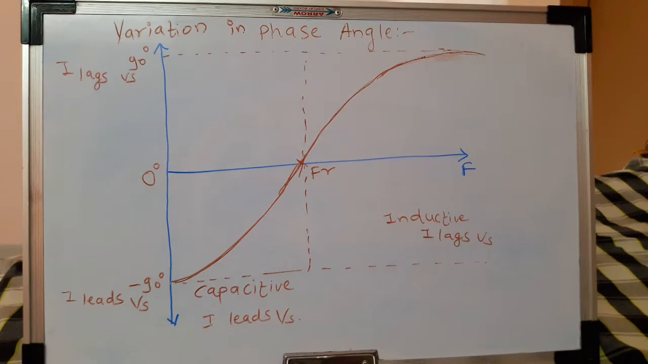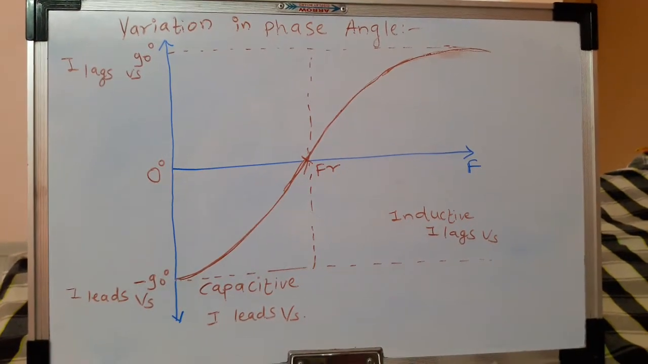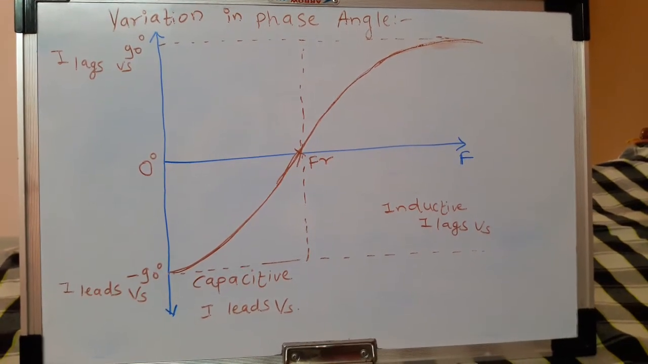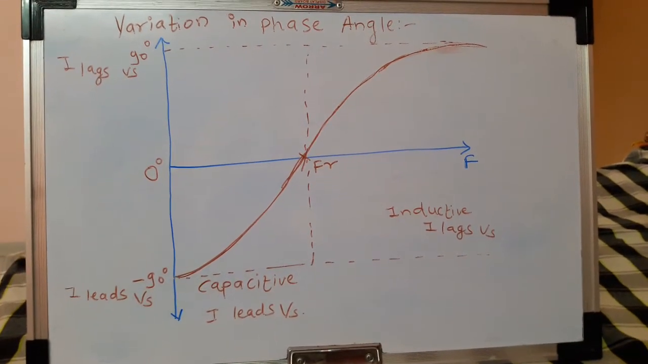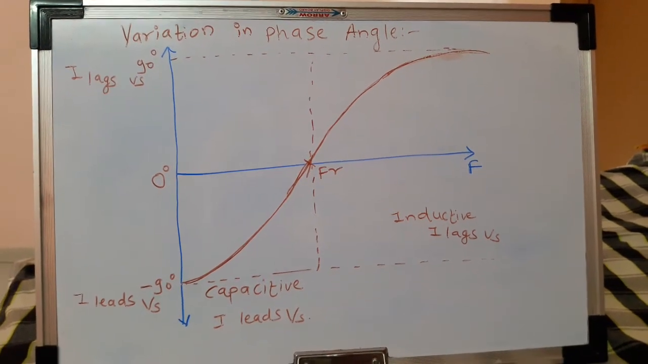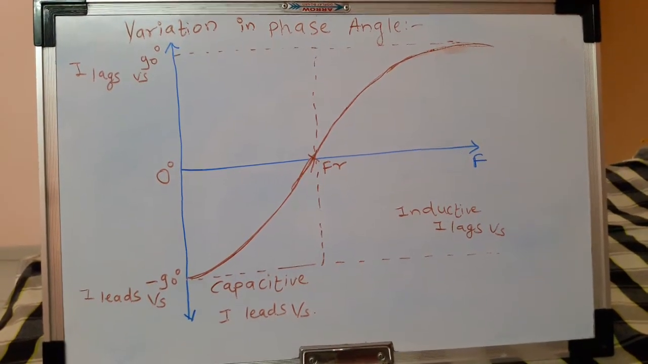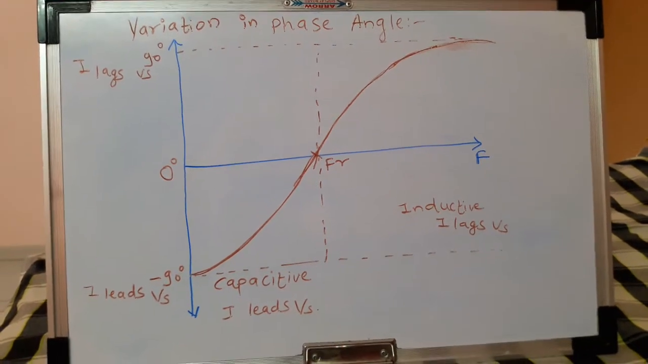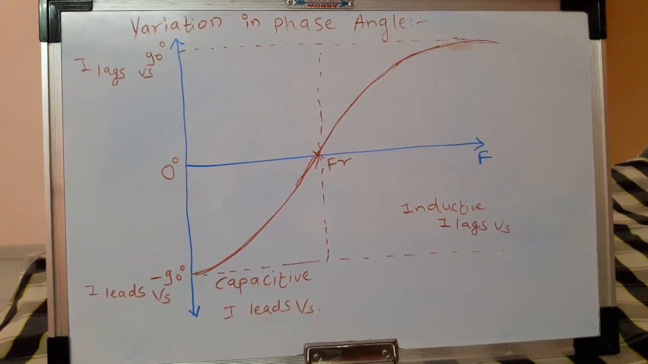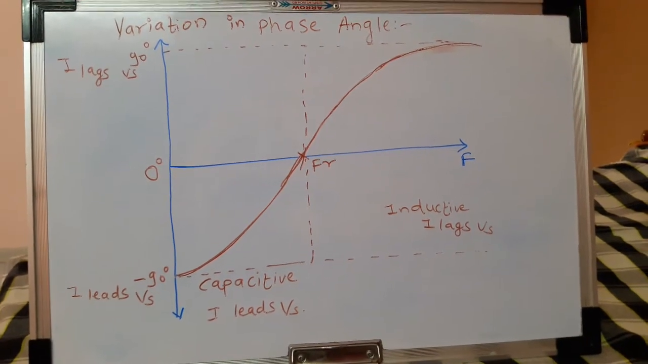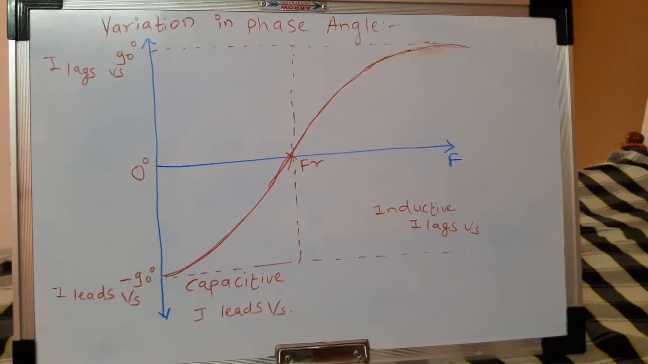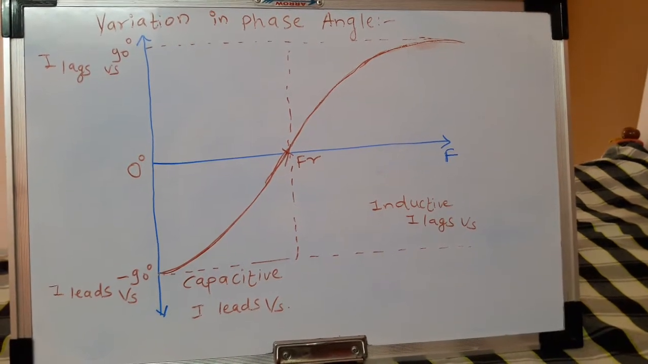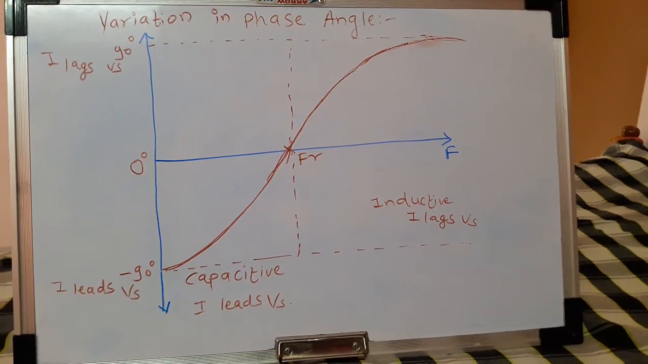If we see the left hand side, that is from origin to FR, we have small values of frequency. If the value of frequency is small, inductive reactance will also be small, but capacitive reactance will be large. So when we calculate the equivalent reactance or impedance of the circuit, it will be dominated by the capacitance part, because at small values of frequency capacitive reactance is more and inductive reactance is smaller. So the difference XL minus XC will be capacitive and will have negative values.